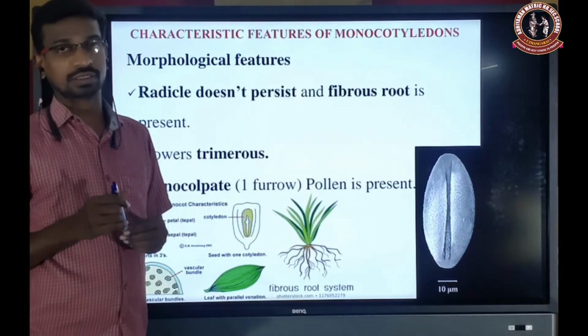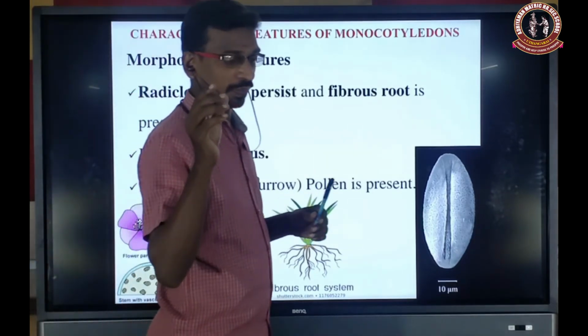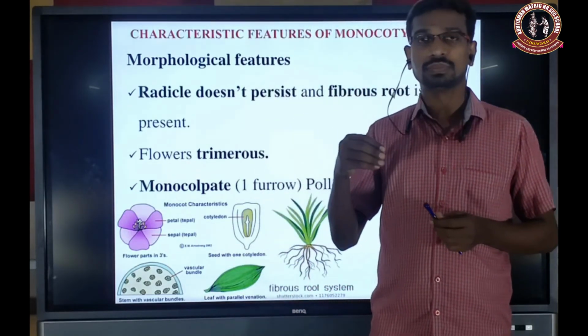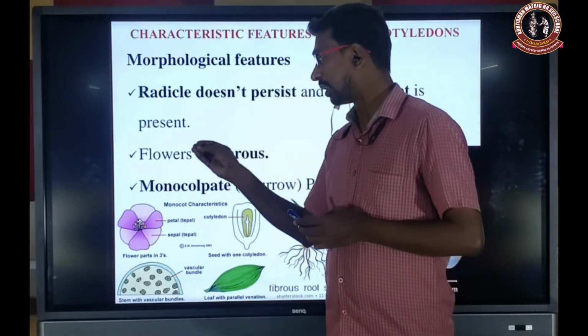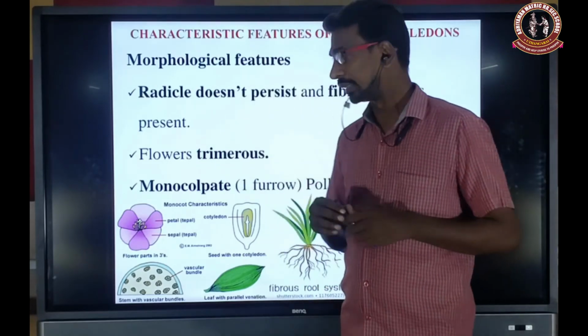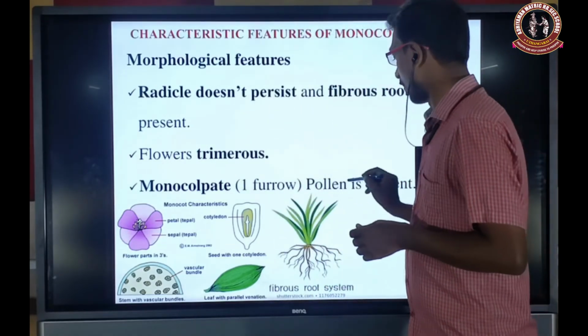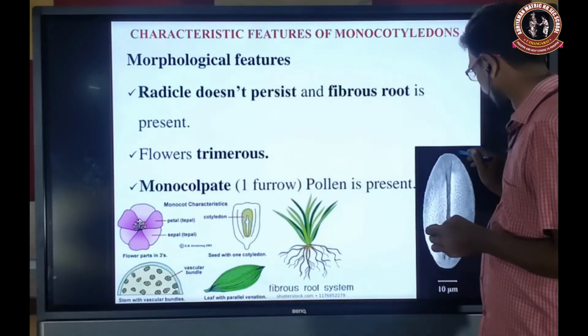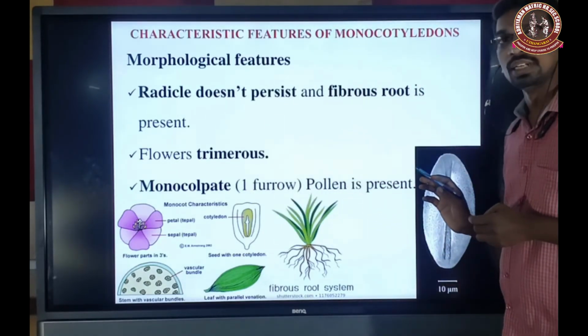Flowers are trimerous. The number of the perianth parts, androecium and carpels is 3 or a multiple of 3. And here the pollen is monocolpate, that is, only one furrow in the structure.